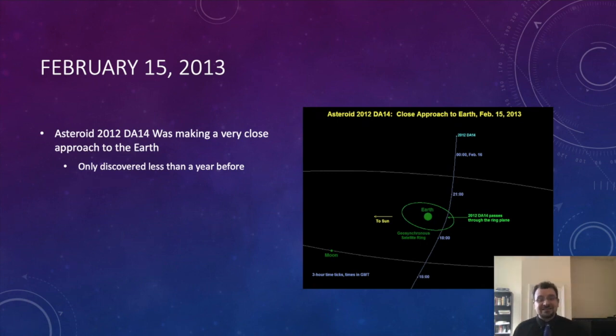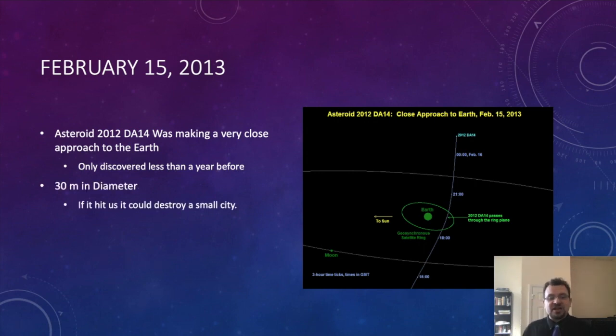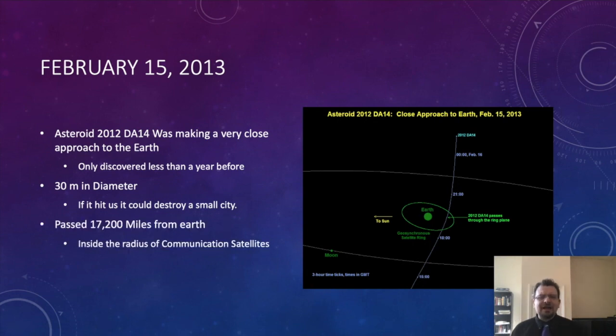So it was discovered only less than a year before, and it was 30 meters in diameter, meaning that if it were to hit us, it could destroy a small city. And it passed 17,200 miles from Earth, which is inside the radius of our communication satellites. Now, all the astronomers were very interested in this because we knew that it was going to miss us.